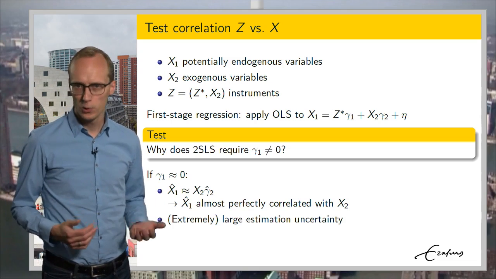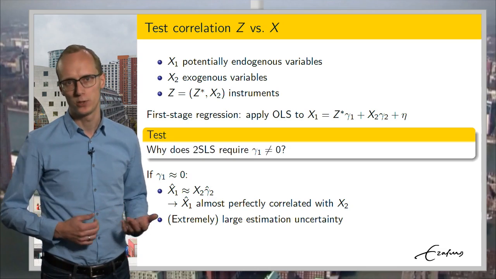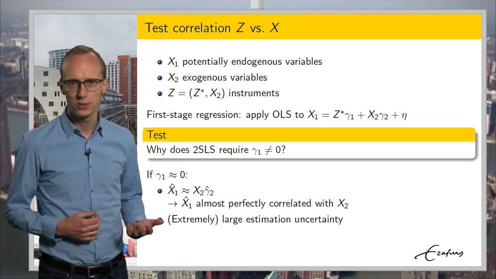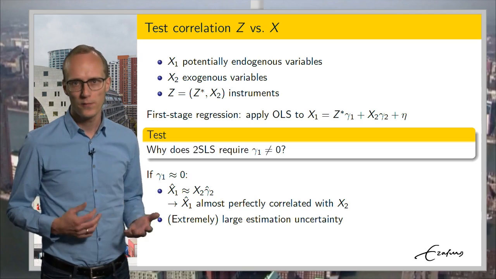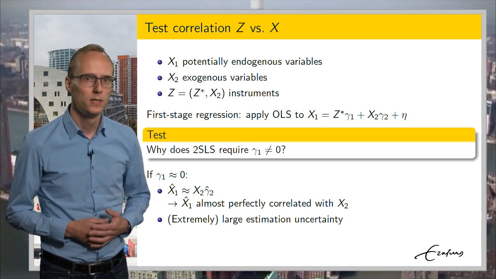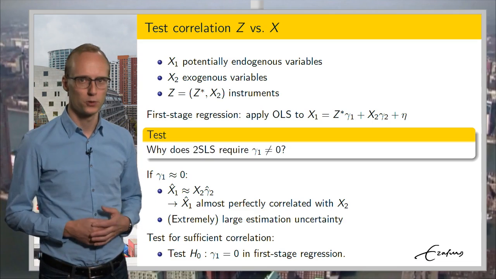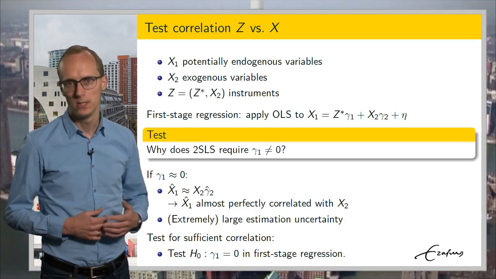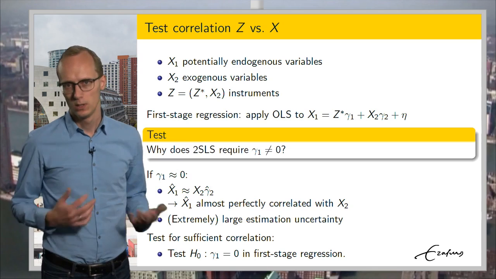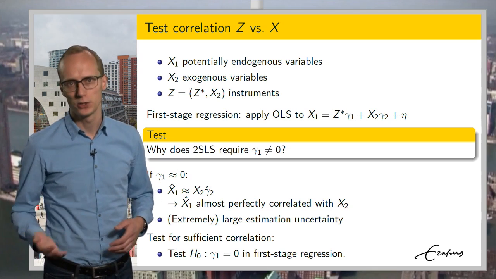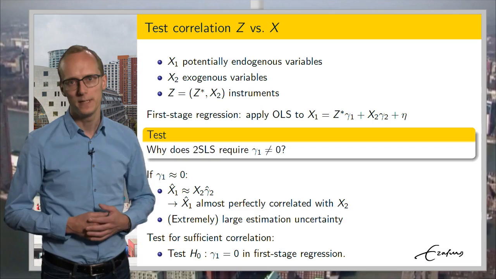If gamma 1 is close to 0, the predicted values for x1 are almost perfectly correlated with x2. This complicates the second stage estimation and substantially inflates the variance of the estimator. In fact, if gamma 1 equals 0, the 2SLS estimator is not defined. To test for sufficient correlation, we can simply perform a T or F test for the null hypothesis that gamma 1 equals 0. Once you have established that instruments and the endogenous variables are correlated enough, you need to move on to test that Z is not correlated with the error term.